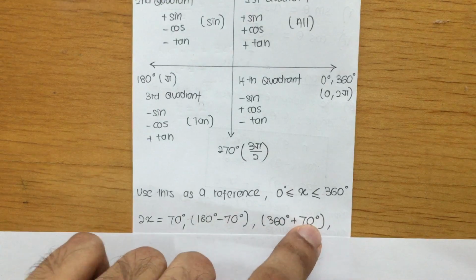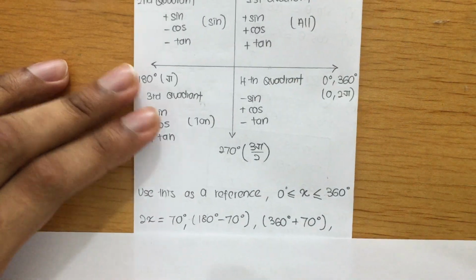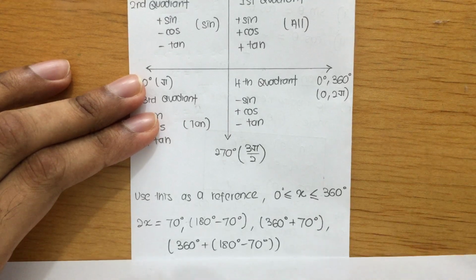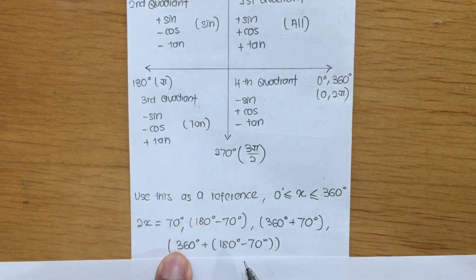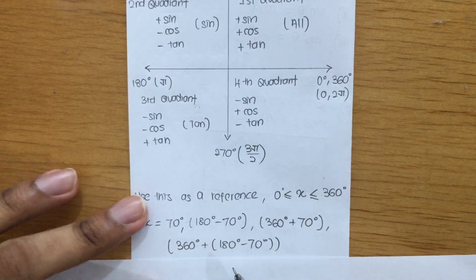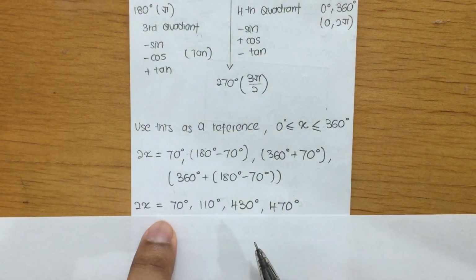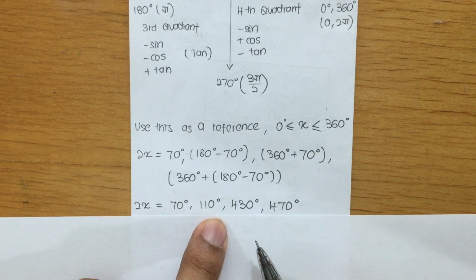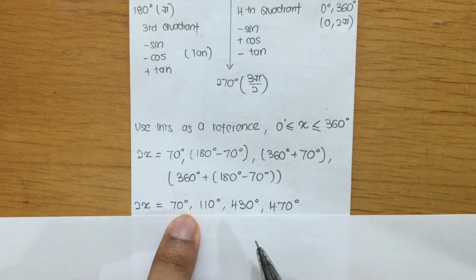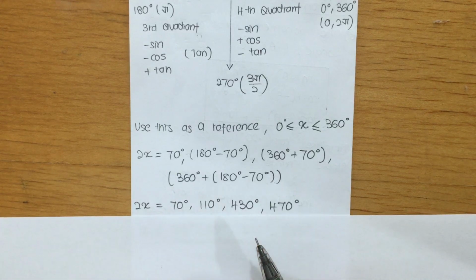So when you add 360 to 70, you'll get the first quadrant value again, and then 360 degrees plus 180 degrees minus 70 is the same thing, but you're already adding one whole circle over here. So 2x equals 70 degrees, 110 degrees, 430 degrees, 470 degrees.